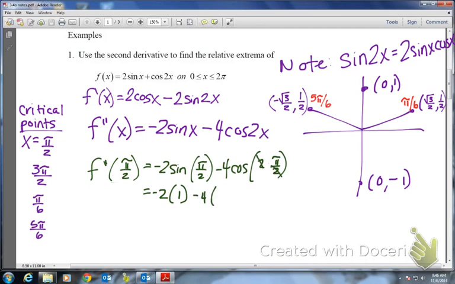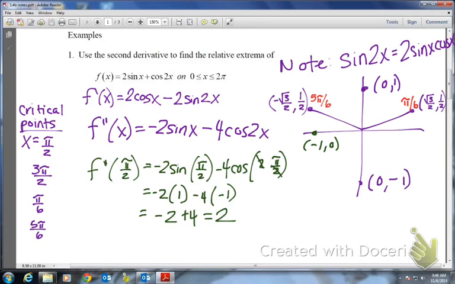times cosine of pi. So if I look over here, this is the point negative 1 comma 0. So what is cosine of pi? Negative 1, good. So negative 2 times 1 is negative 2, negative 4 times negative 1 is positive 4, so when I simplify this I get 2. Is that positive or negative? Positive. Positive, so that means that this is concave up, like a cup. So concave up, all right, means that it's a minimum or a maximum? Minimum, good, because there's a point at the bottom of that little smiley face. So if it's a minimum, that means that pi over 2 is a minimum.